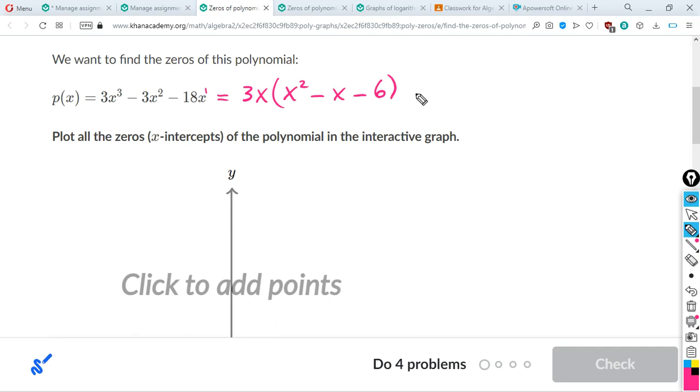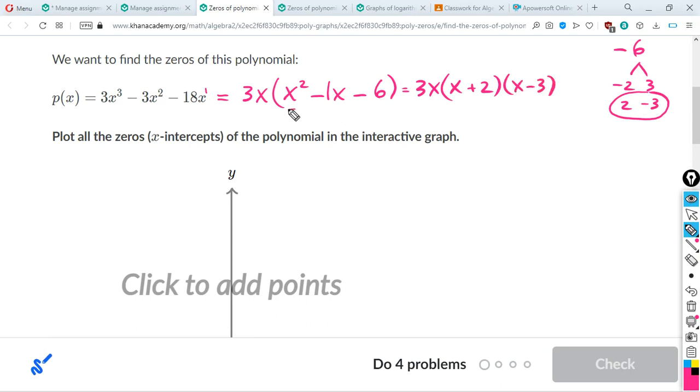Now we have to factor this. So we need two numbers. In front of this negative x, it's the negative 1, right? We need two numbers that multiply to negative 6 and add to negative 1. So it's either negative 2 and 3 or positive 2 and negative 3. We want it to add to negative 1. So it's going to be this right here. So we still have to rewrite. We have the 3x, we have x plus 2 and x minus 3.